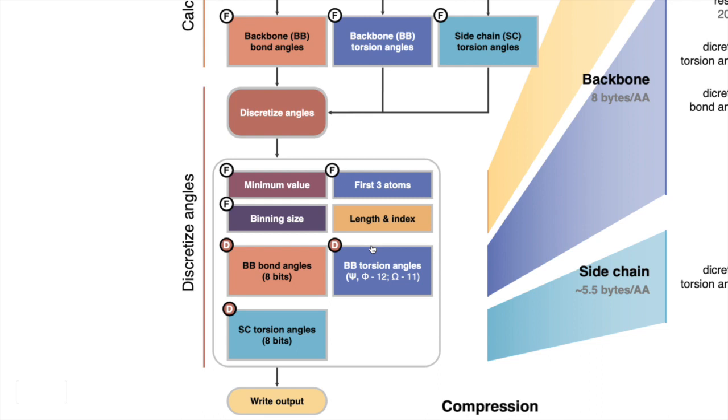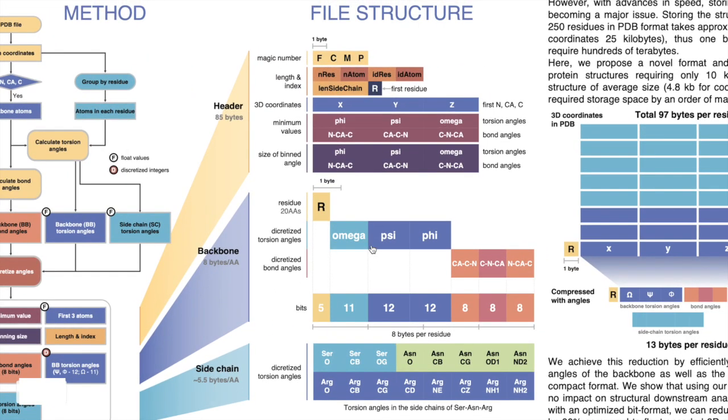We encode the angles by binning into a fixed number of bins. For the backbone torsion angles, we use 12 bits for psi and phi angles and 11 bits for omega angles. For the side chain torsion angles and bond angles, 8 bits are used for encoding. In addition to encoded angles, we save more parameters to reconstruct the whole peptide structures, like minimum values, the number of bins, the absolute coordinates of first 3 atoms, the lengths, and also the indexes. The angles and parameters are saved into our novel compression binary file format, FCZ.